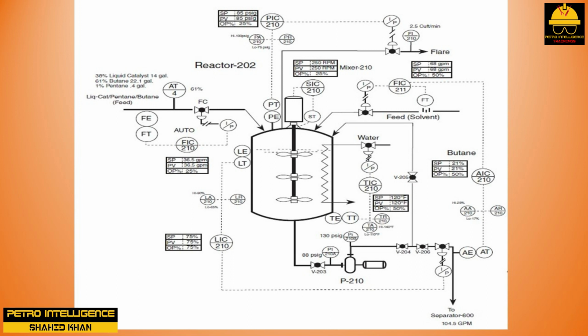The operation of Reactor 202, for example, enhances molecular contact between four reactants: pentane, butane, liquid catalyst, and solvent. Feed to the reactor is controlled at 36.5 GPM. The feed composition from the column is 38% liquid catalyst, 61% butane, and 1% pentane. Solvent feed to the reactor is controlled at 68 GPM.